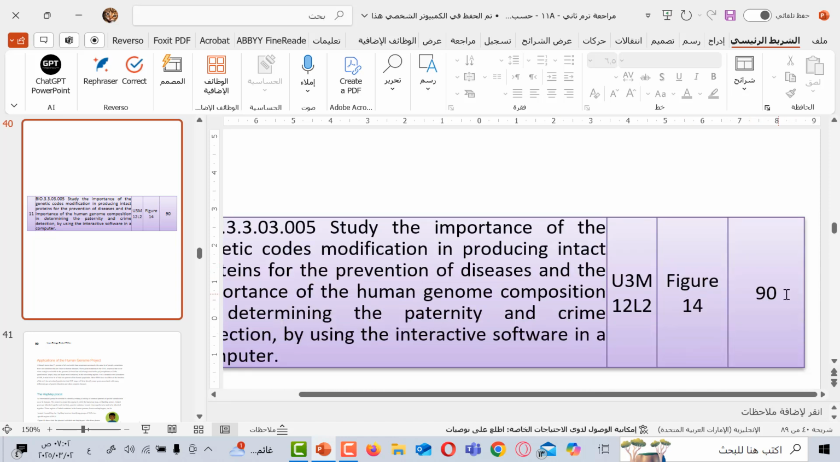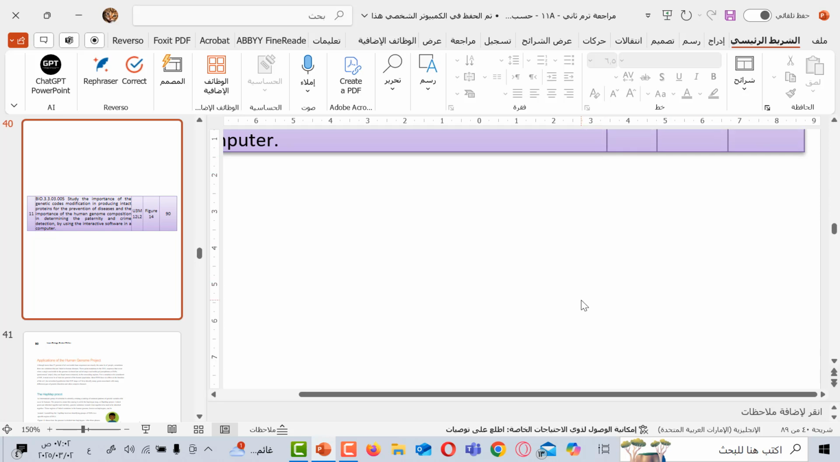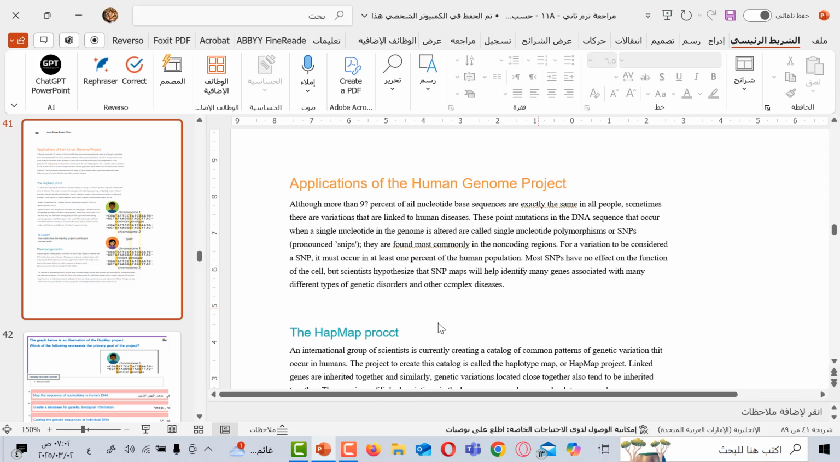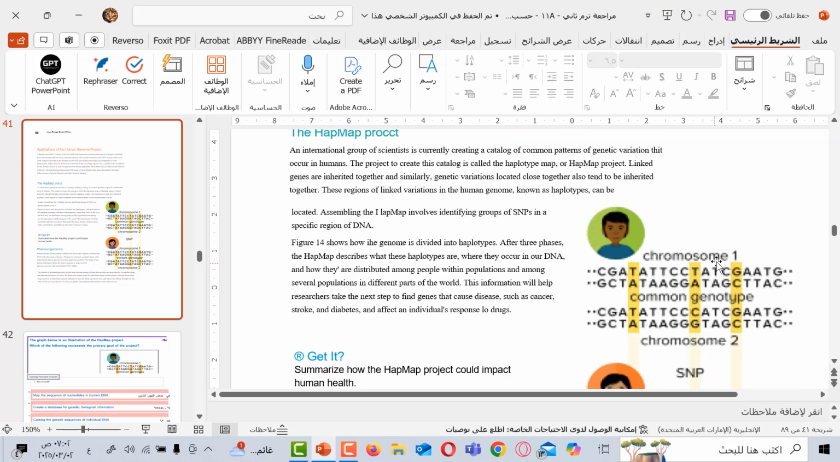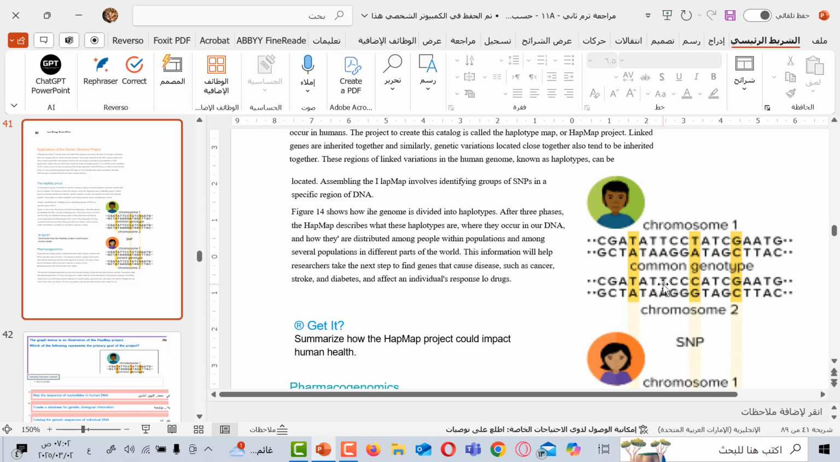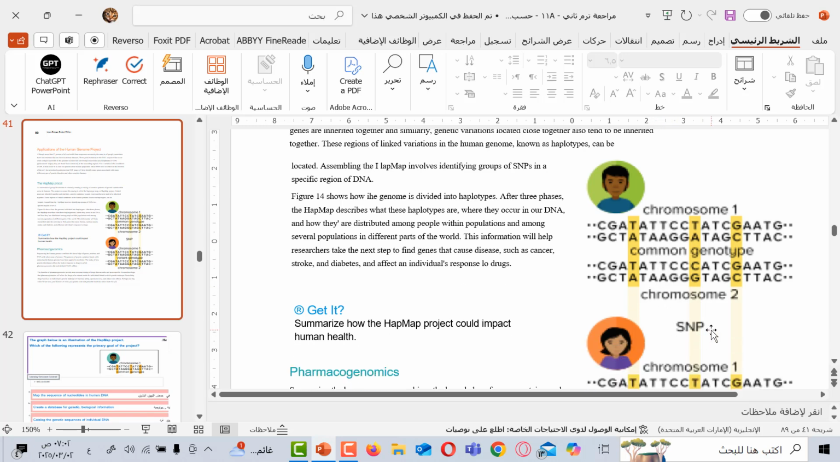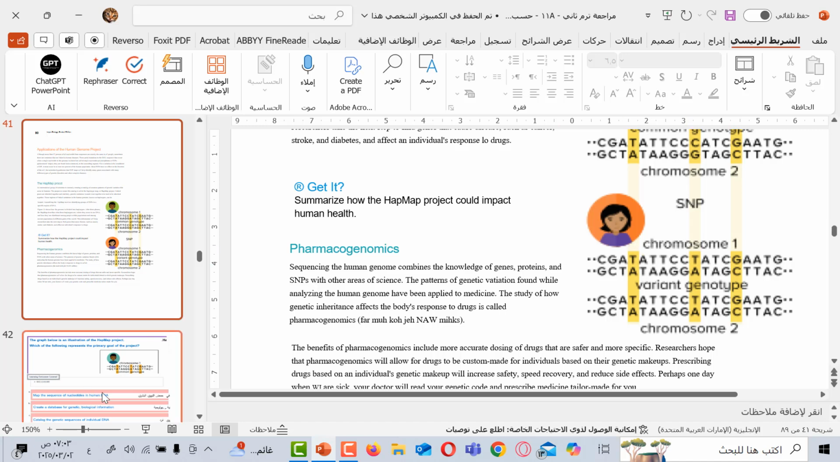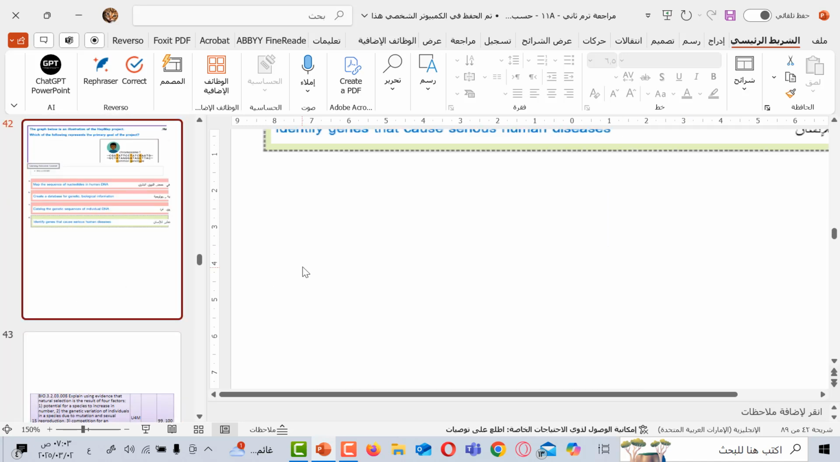For page 90, figure number 14, you will see the application of the human genome. This one is for SNP, and there is one equation on it. And don't forget the HapMap project.